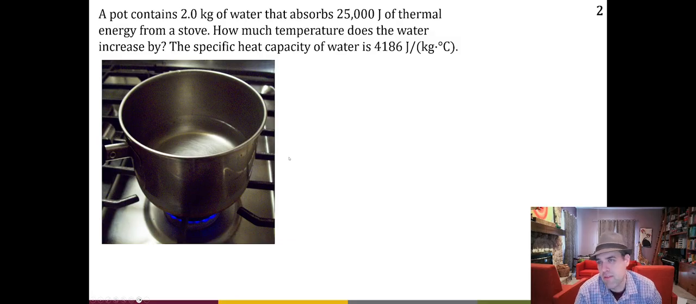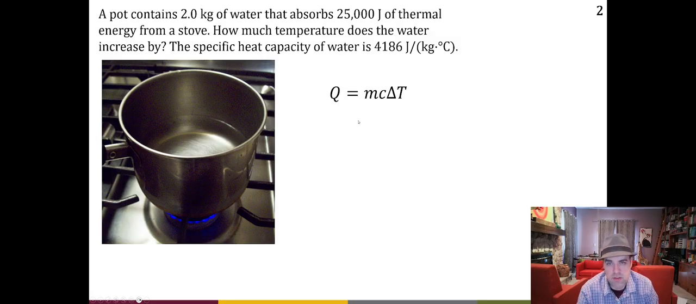So here we have a pot that contains 2 kilograms of water, and it absorbs 25,000 joules of thermal energy from the stove. I want to know, how does the temperature of the water change? How much does it increase by? And so I give you the specific heat capacity of water to be 4,186 joules per kilogram Celsius.